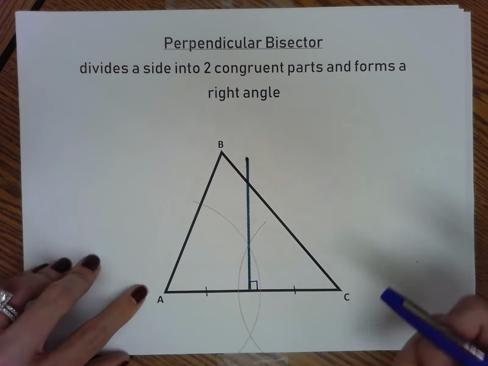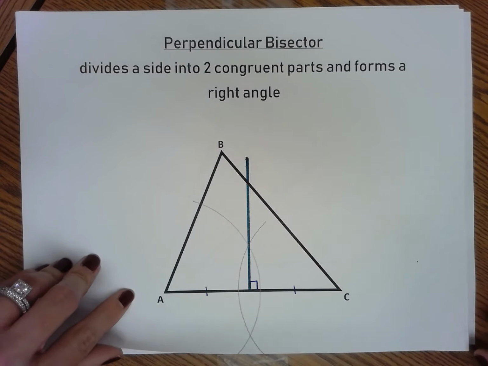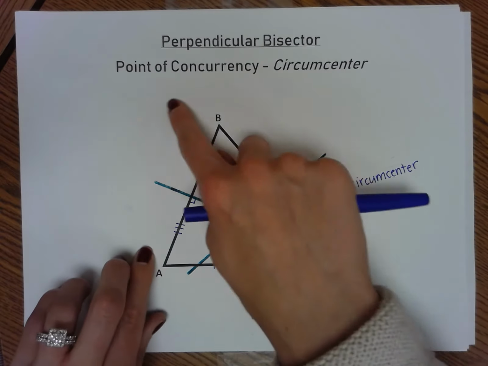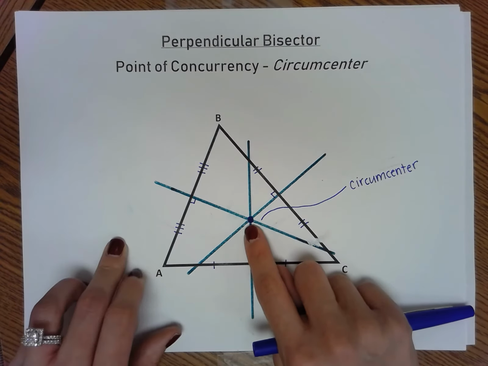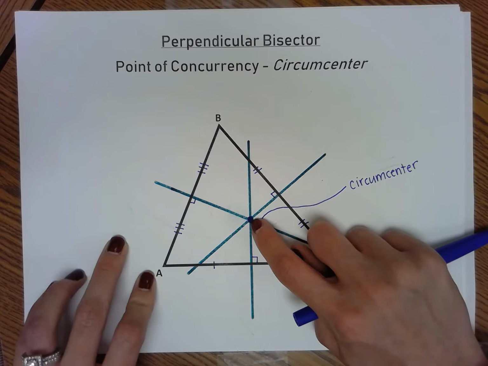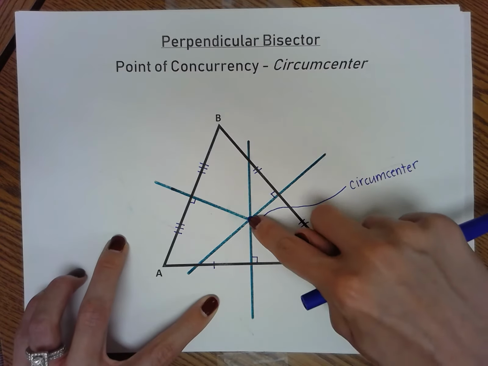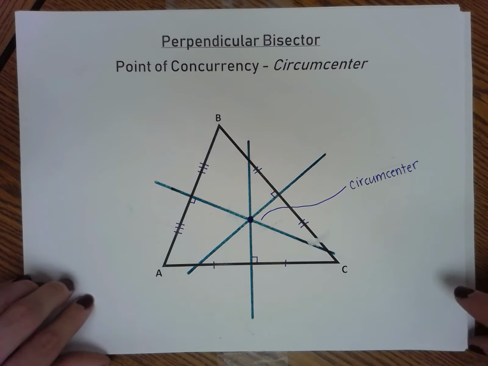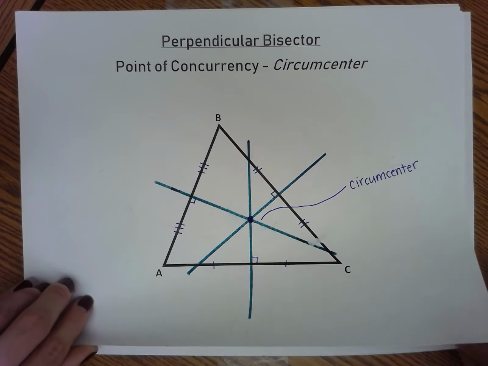If I were to draw all three perpendicular bisectors of the triangle, that point of concurrency where they meet would be called the circumcenter. And remember that the circumcenter is equidistant from the vertices of the triangle. All right, moving on.